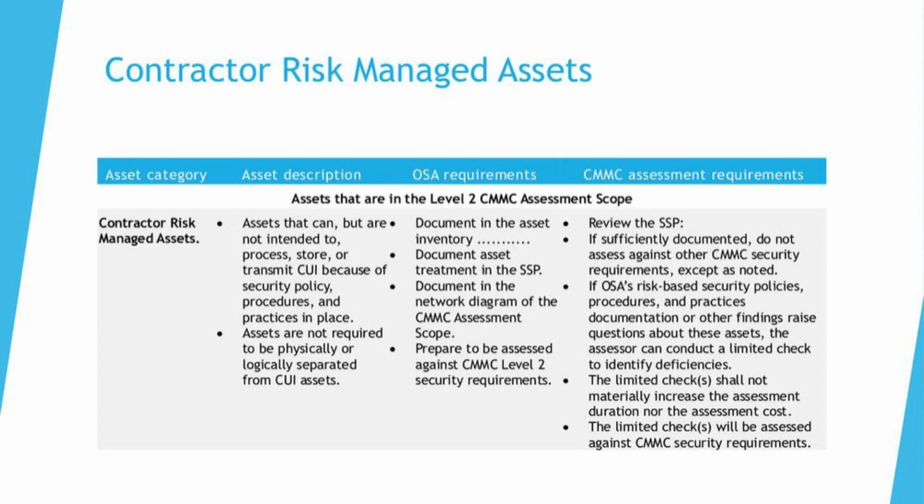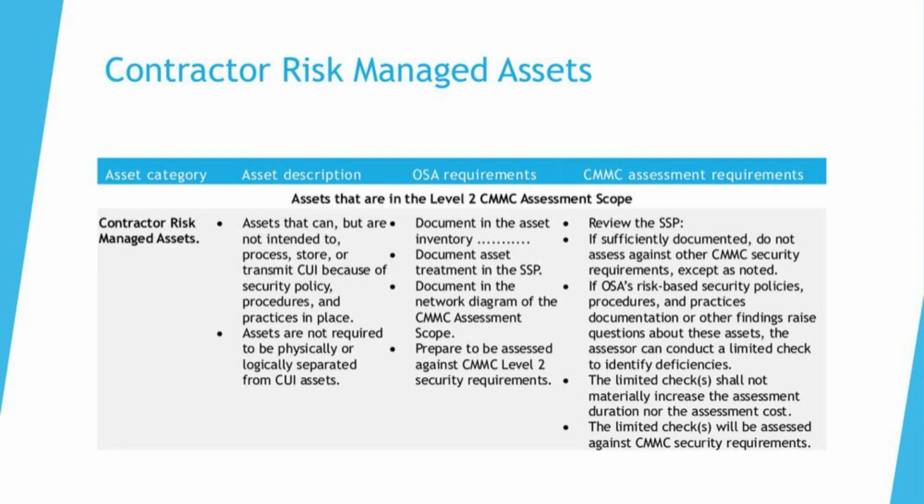And we absolutely have to stress this CRMA category. It vanishes at CMMC Level 3. Poof. Gone. At Level 3, if it's not physically or logically separated, it needs all 110 controls, full stop. So Level 2 organizations using CRMAs need to see it as a temporary measure, potentially.